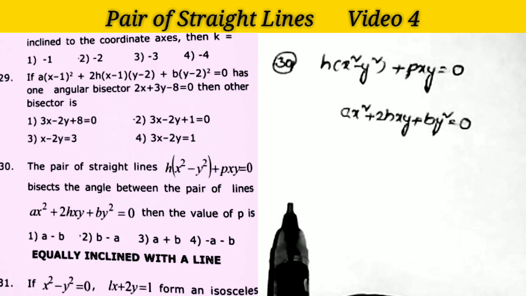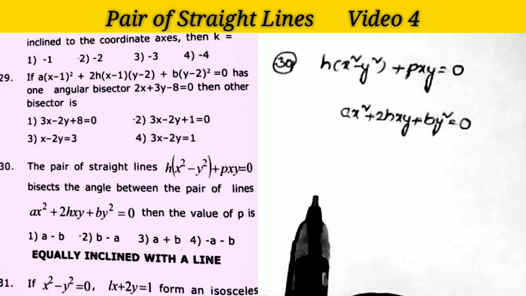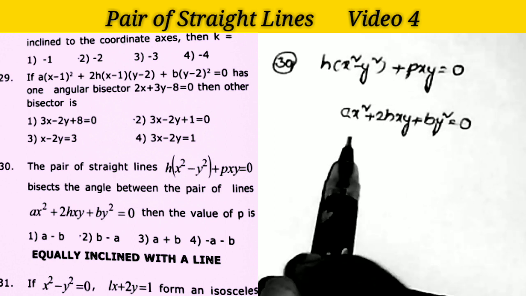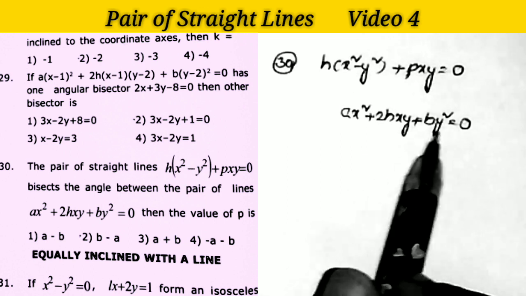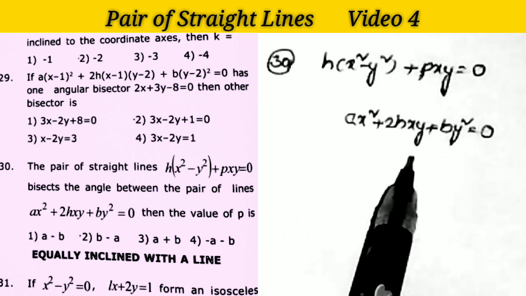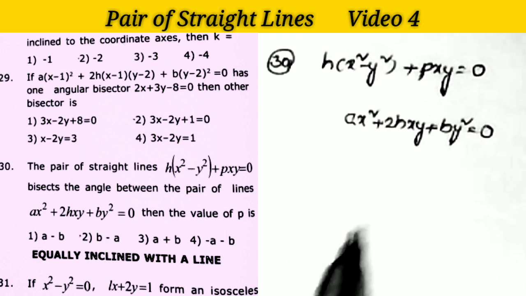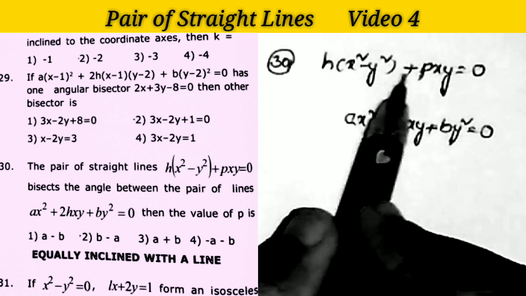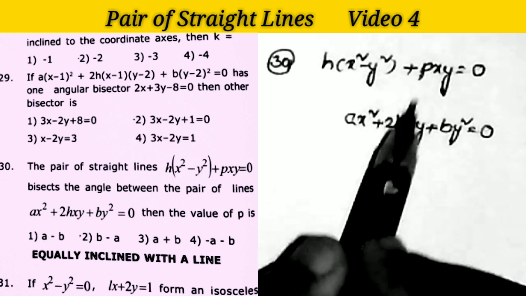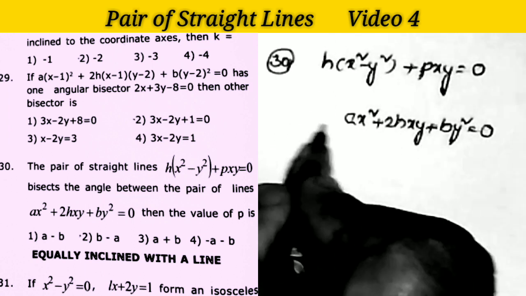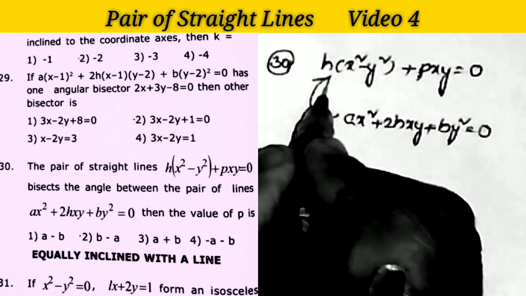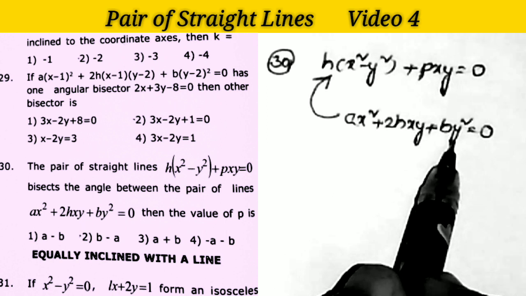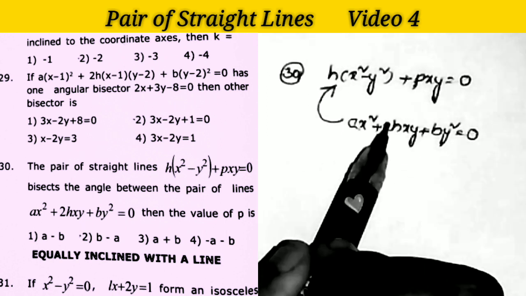Next problem, sum number 30. The pair of straight lines h(x square minus y square) plus pxy is equal to 0 bisects the angle between the pair of lines ax square plus 2hxy plus by square is equal to 0. Then the value of p is equal to. So given that the pair of lines h(x square minus y square) plus pxy bisects the angle between the lines, that is, this is the pair of angular bisectors of the given equation ax square plus 2hxy plus by square is equal to 0.